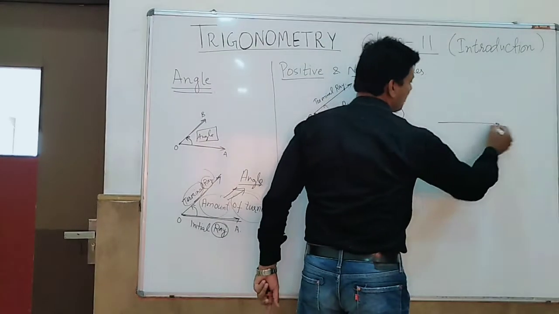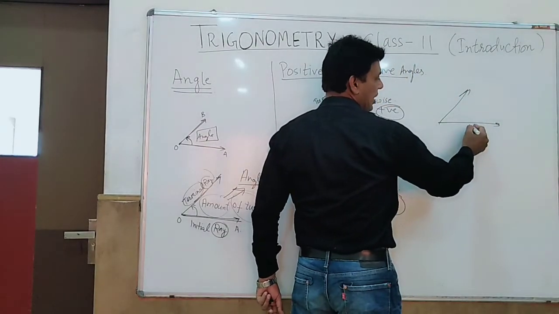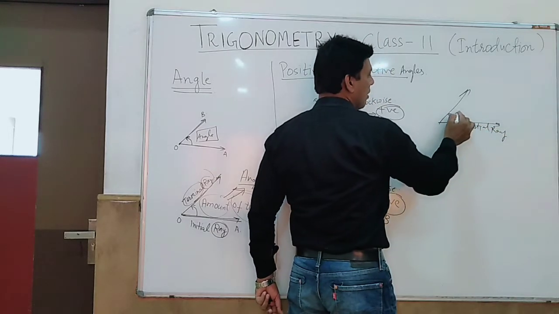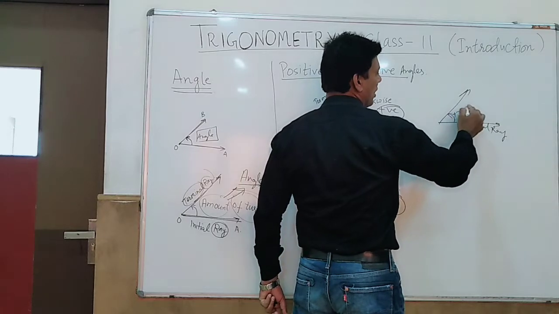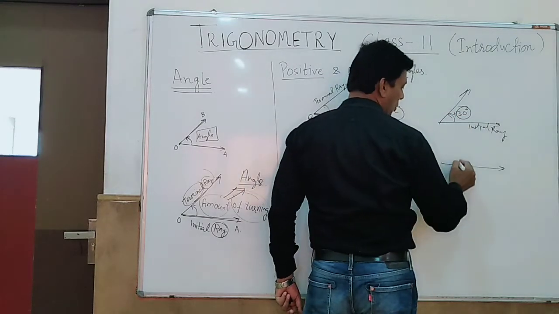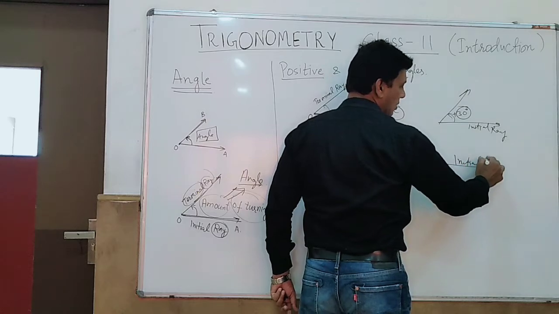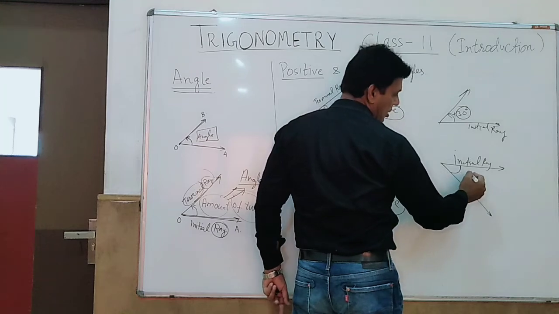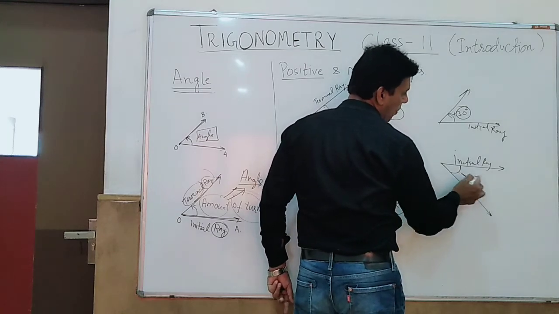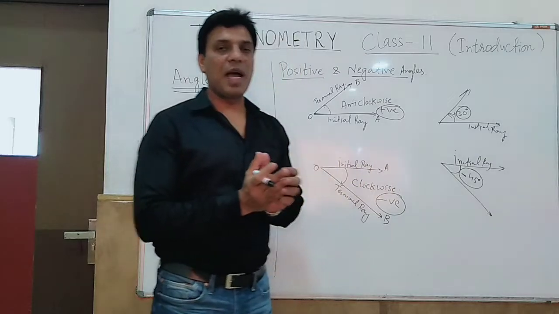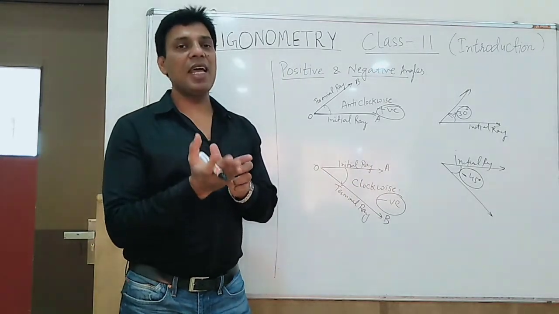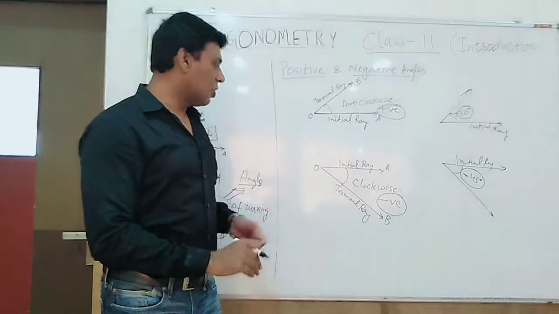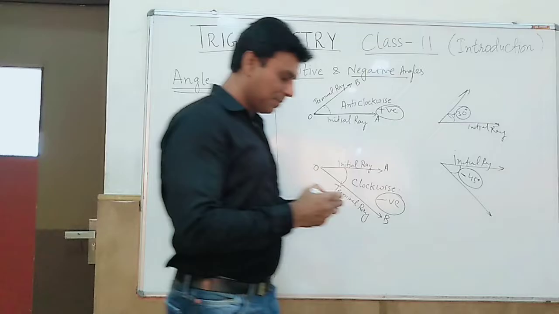It means I can say if this is the initial ray, then this angle will be, suppose, plus 30 degree. And suppose this is the initial ray, and if the ray is turning in this direction, suppose this is 45 degree, so this is called minus 45 degree. So plus and minus depends upon how the ray is turning, whether it is anti-clockwise or clockwise. Now moving further, keep watching.